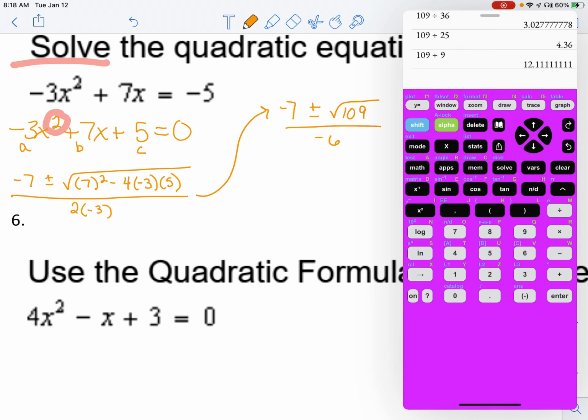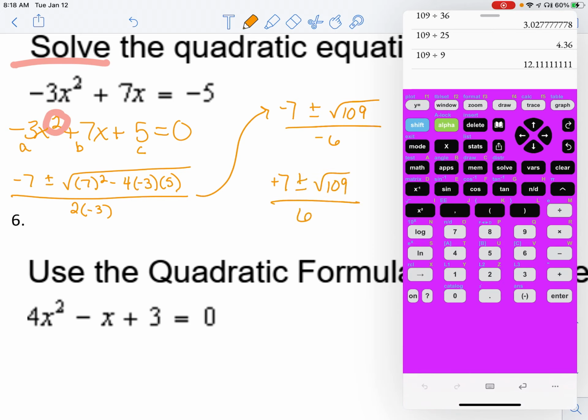So the only thing that I would ask you to do is bring the negative to the top. That's really it. That's all you need right there. You might be like, well, you didn't change it to a negative square root of 109. Well, technically the plus and minus would go upside down, but it doesn't make a difference.